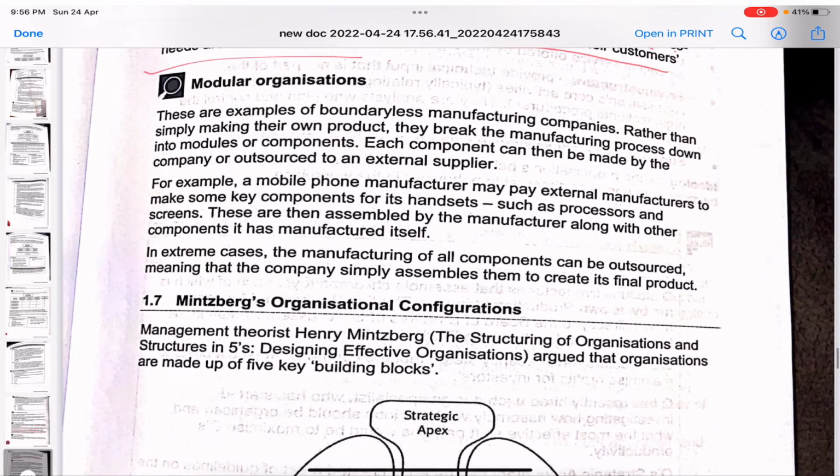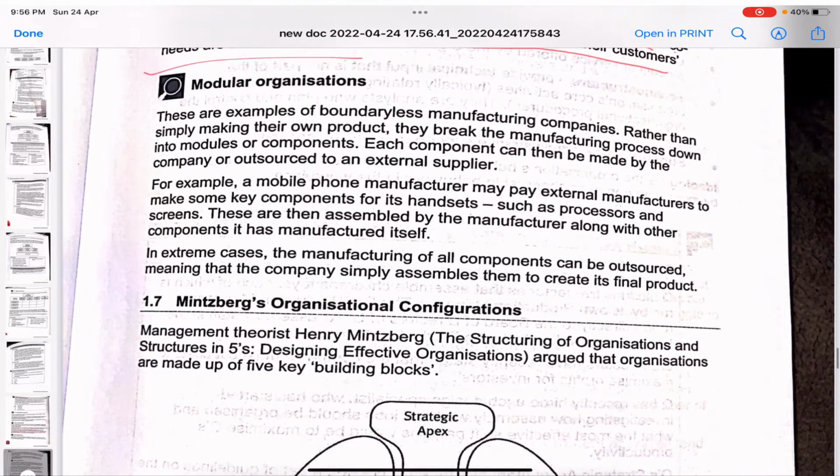Now we come to modular organizations. So till now we've seen two: hollow organizations and virtual organizations. In hollow organizations, the core activities are kept and the non-core activities are outsourced. In virtual organizations, almost everything is outsourced, and the only thing we do is coordinating all the third-party contracts. Now we have the modular organization.